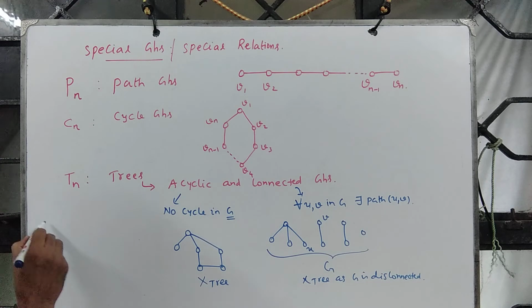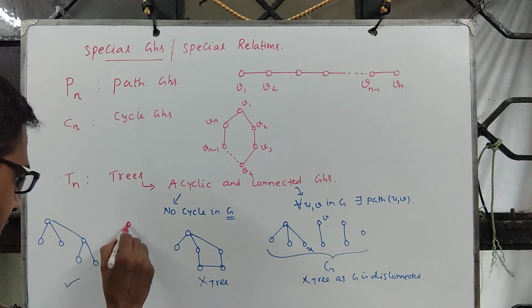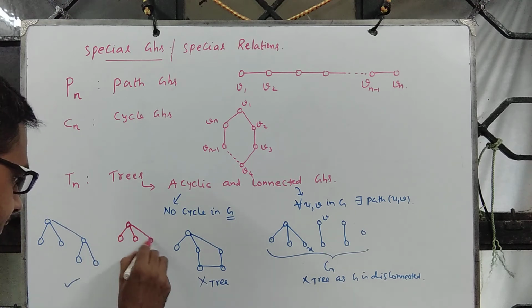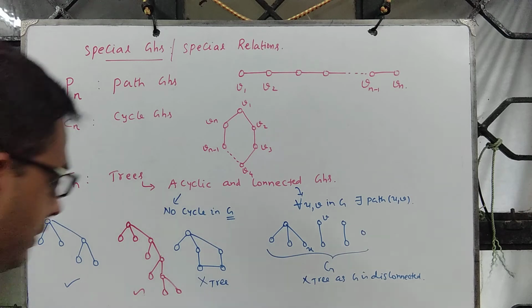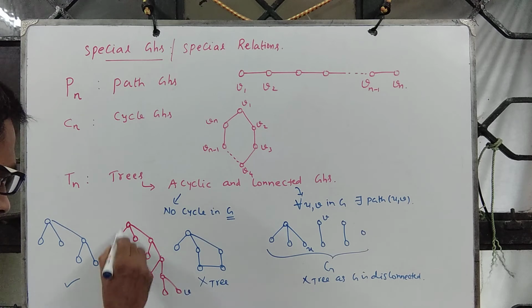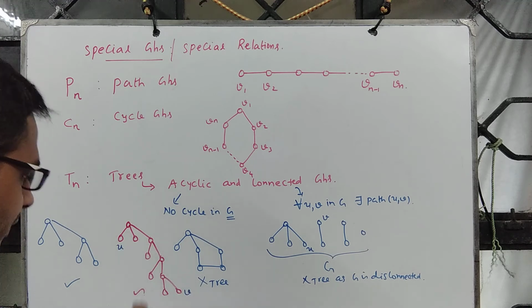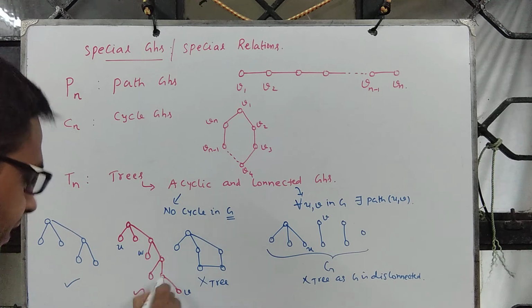So which means possible examples are, they look like this. So this is an example of a tree, and this is an example of a tree. As you can see, if you take this as U and this as V, there exists a path connecting U V. And if you take this as W and this as Z, there exists a path connecting this.